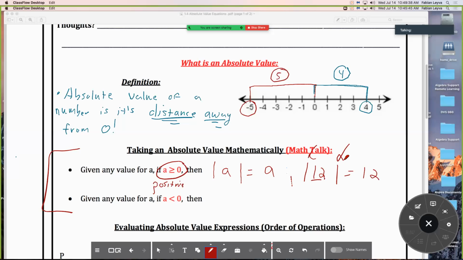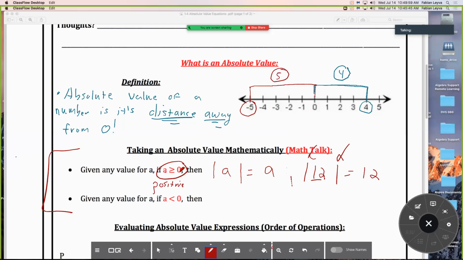So what I'm trying to get at in this lesson is not just to do things mechanically. Think in the back of your head, okay, he's not just telling me to rewrite it without bars. He's asking me to find a distance away from something. So when we build on it, it isn't just mechanical. It's more conceptual.